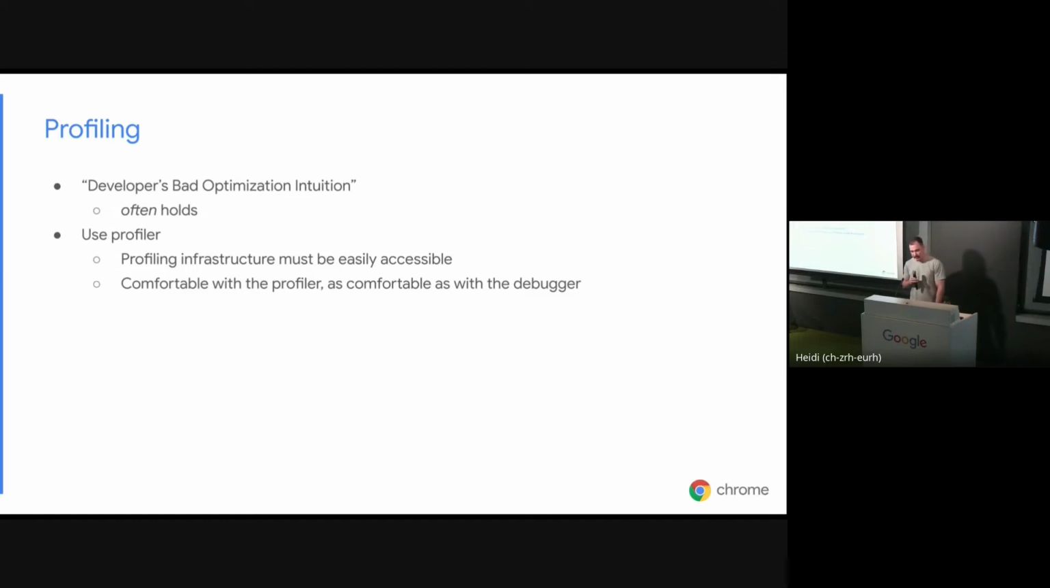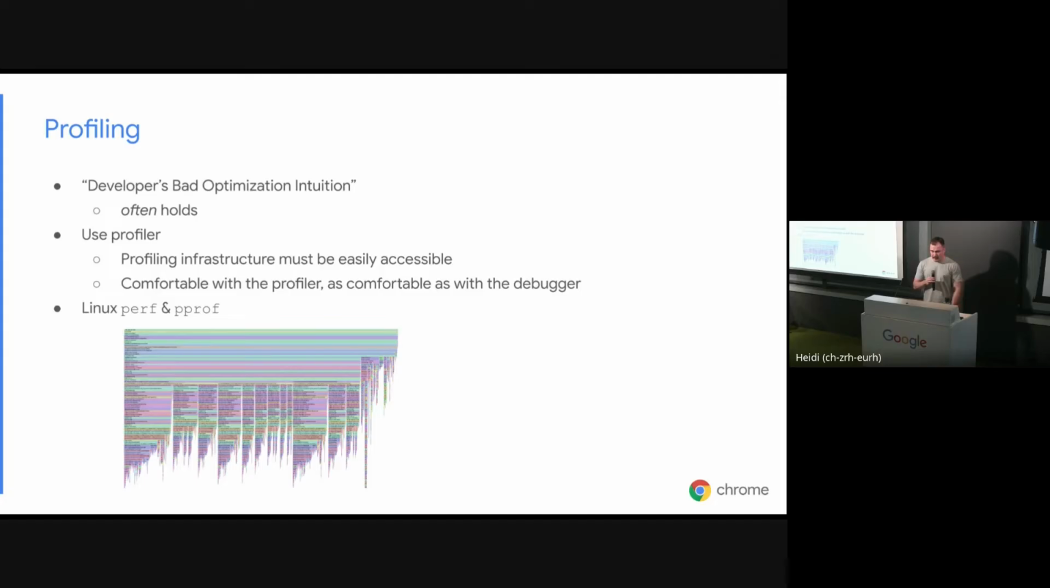And I claim that profiling infrastructure must be as easily accessible as possible to developers, if your project cares about performance. And the developers must be comfortable with the profiler, the same story as for the debugger. For profiling, we use Linux perf, the sampling profiler, and we use pprof to visualize the profiles. We do love flame graphs.